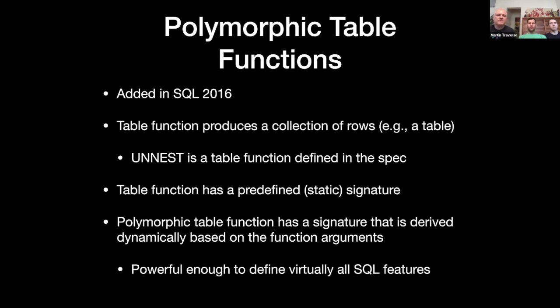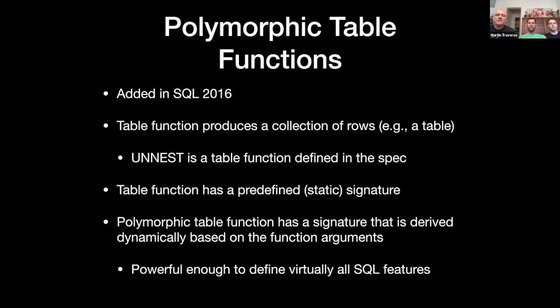So the big difference with polymorphic table functions is that instead of just having this fixed signature, the query engine basically has a protocol where it's interacting with the function, and it allows the function to negotiate what its signature is going to look like based on the actual arguments that are being passed into the function.